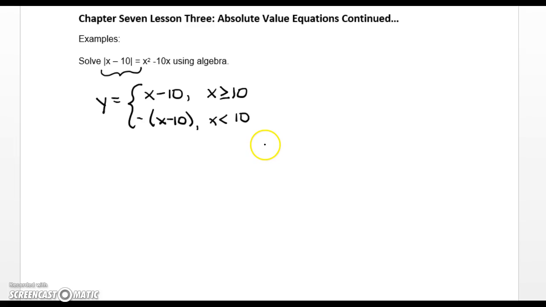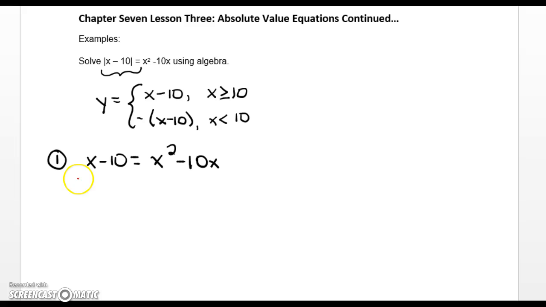So essentially what you've done is you've broken it down into pieces. The first piece is where we don't need to apply an absolute value, and then the second one is where we have to apply the absolute value, so to make it positive. So then what we do is we're going to take our first function, the one where we do not need that absolute value, and we're going to set that equal to x squared minus 10x. So we're actually going to have two equations here that we have to solve for. So here we have x minus 10 is equal to anything that was on the right-hand side here, so x squared minus 10x. And then we're just going to solve for x.